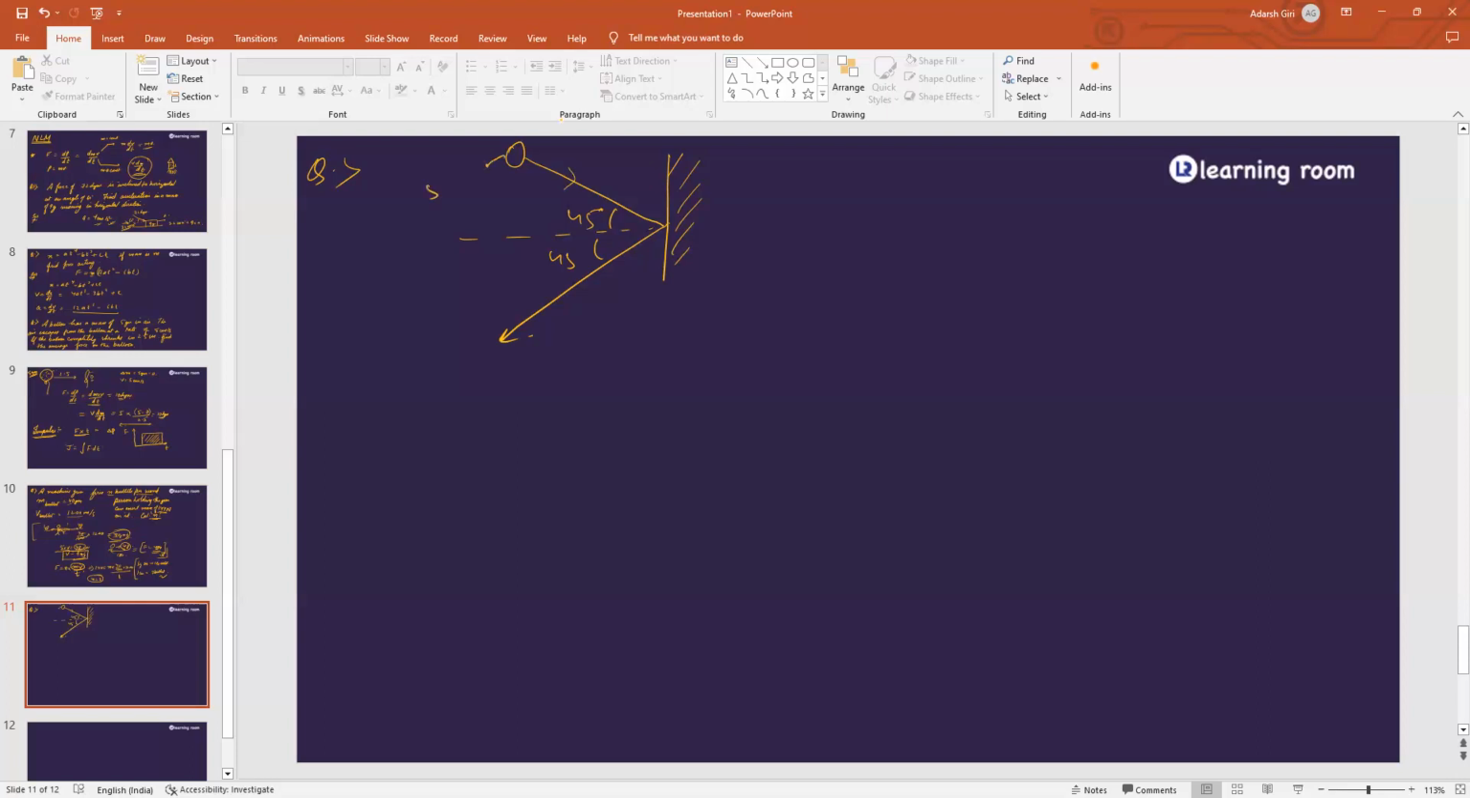Initially, the momentum carried by the ball is 5 kg meter per second. You have to calculate the change in momentum.